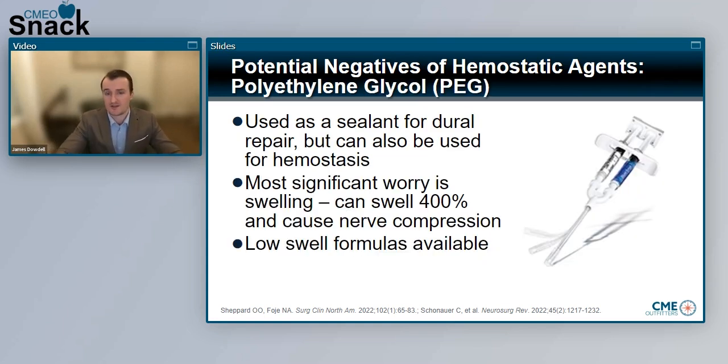Polyethylene glycol. It's used as a sealant for dural repair, but can also be used for hemostasis. The most significant worry I have about this is it can swell to 400% of its original volume as you put it in, and that can cause neurologic compression. So there are low swell formulas available, but it's important because I still have the high swell formula on the product. The exact product I use is called Duraseal Exact, right? That's the low swell formula. So when you're using polyethylene glycol, you have to make sure you get the right product and not just using any product off the shelf. That's where communication with the team comes into play.